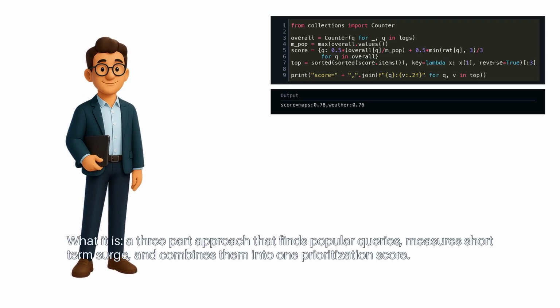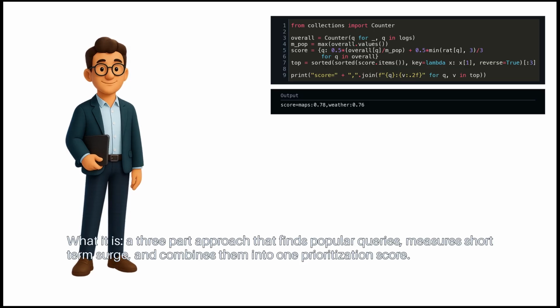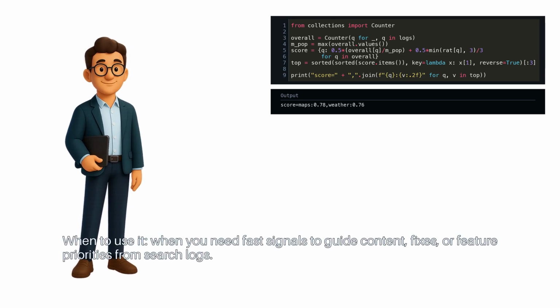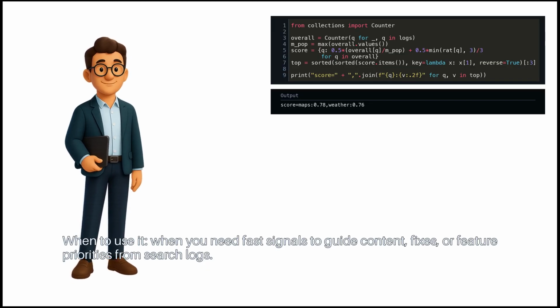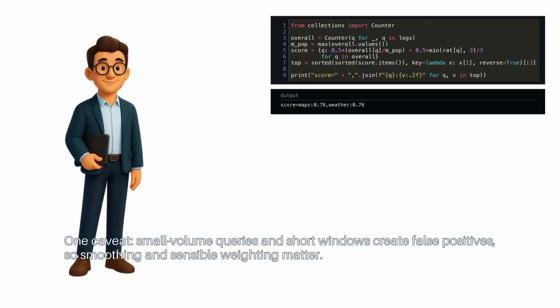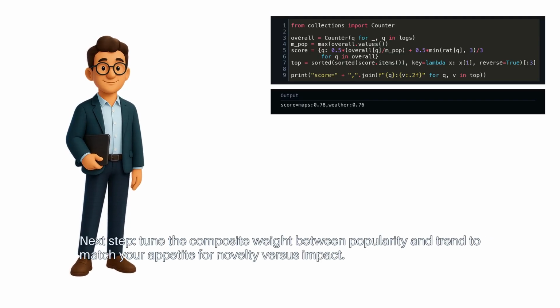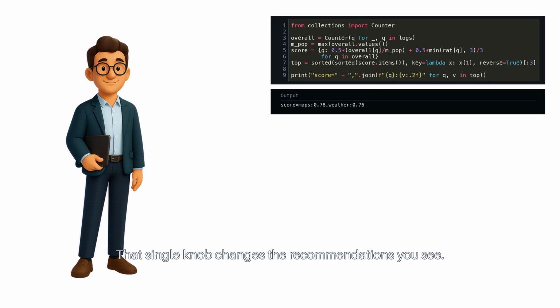Recap: it is a three-part approach that finds popular queries, measures short-term surge, and combines them into one prioritization score. When to use it: when you need fast signals to guide content, fixes, or feature priorities from search logs. One caveat: small-volume queries and short windows create false positives, so smoothing and sensible weighting matter. Next step, tune the composite weight between popularity and trend to match your appetite for novelty versus impact. That single knob changes the recommendations you see.